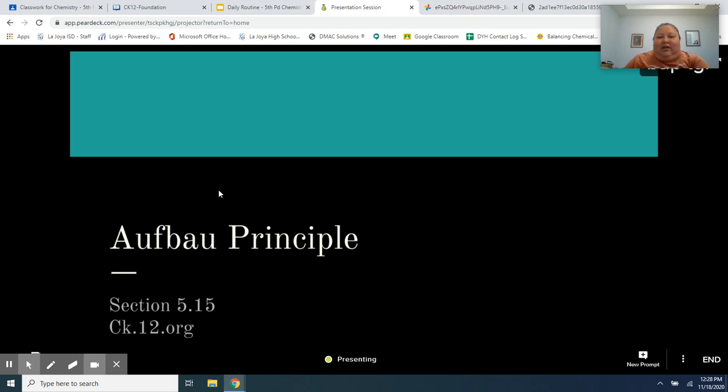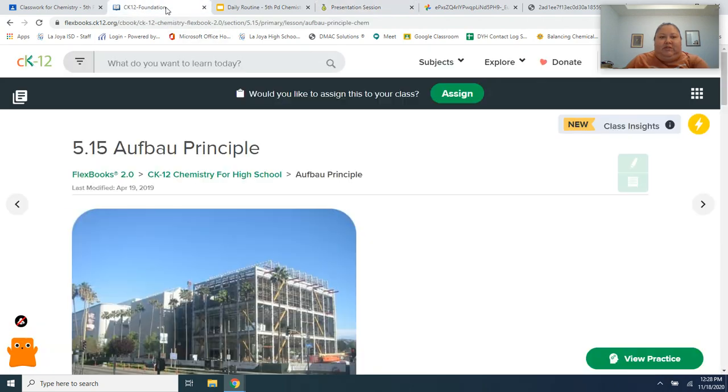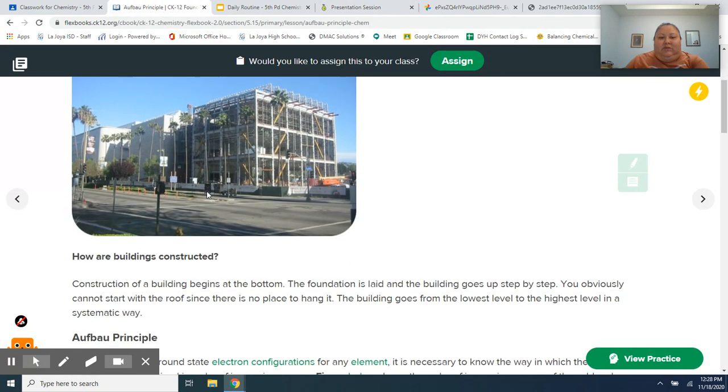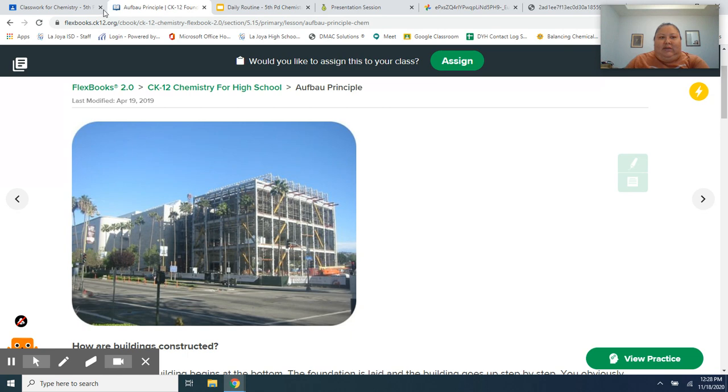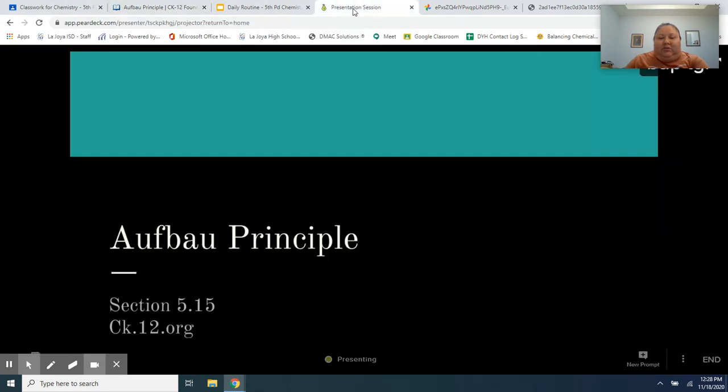Yes, thank you. Today we're going to be talking about section 5.15, Aufbau's Principle. It is the same thing that you will see here on your packet, guys, okay? So that's just a quick reminder.